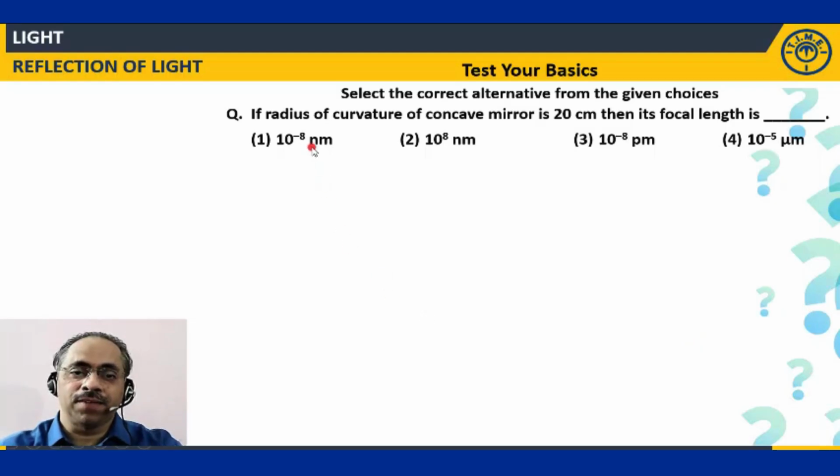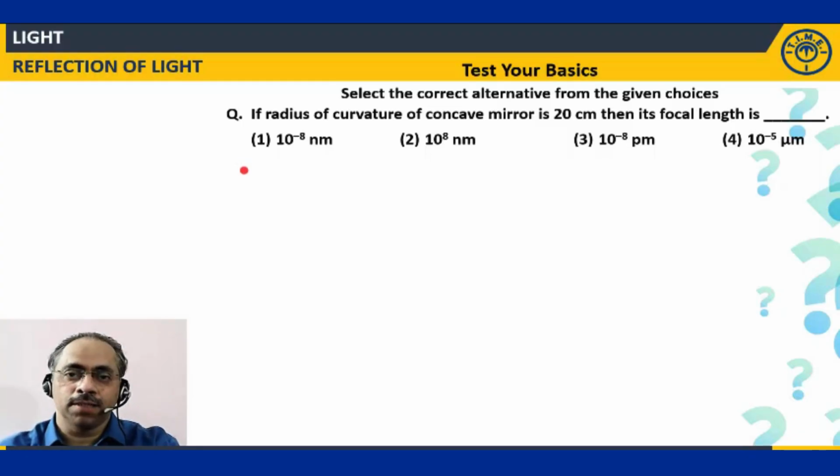And which is the answer which gives us 10 centimeter? All are given as SI prefixes. Nano refers to what? 10 power minus 9. So 10 power minus 8 and 10 power minus 9, if you add, we will get 10 power minus 17 meter. Whereas the focal length is only 10 centimeter. 10 centimeter means 1/10 of a meter, which is nothing but 10 power minus 1 meter. So if we simplify the expressions, I should get 10 power minus 1 meter. Clear? So the first one is ruled out.